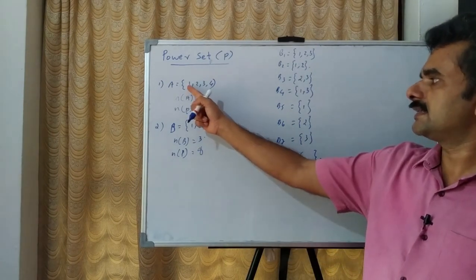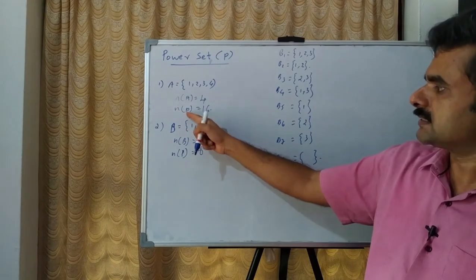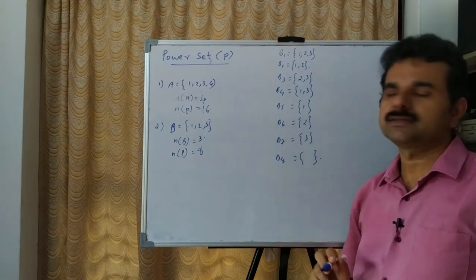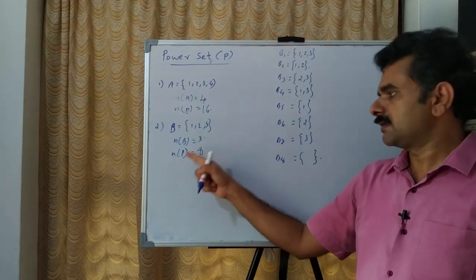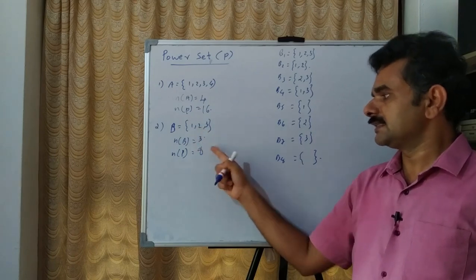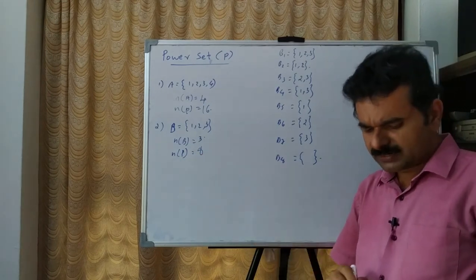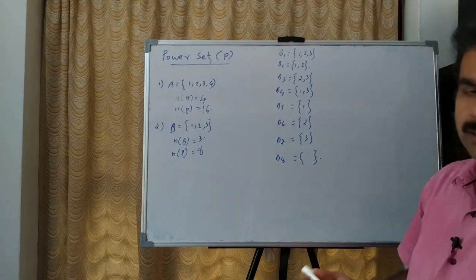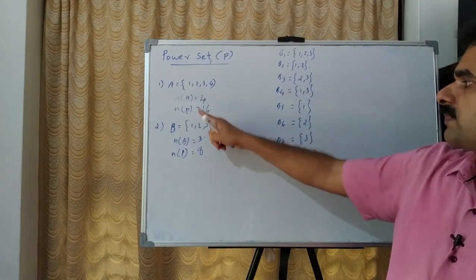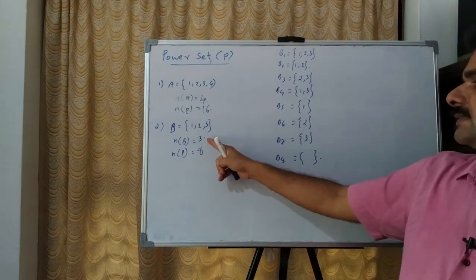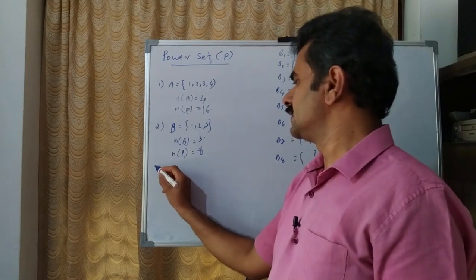So if a set consists of 4 elements, the number of elements in its power set will be 16. If it is 3, then the number of elements in its power set will be 8. So you understand the pattern of the answer, the pattern of the number of elements of the corresponding subsets. If it is 4, the answer is 16. If it is 3, the answer is 8. Then we can take another one as a third category.